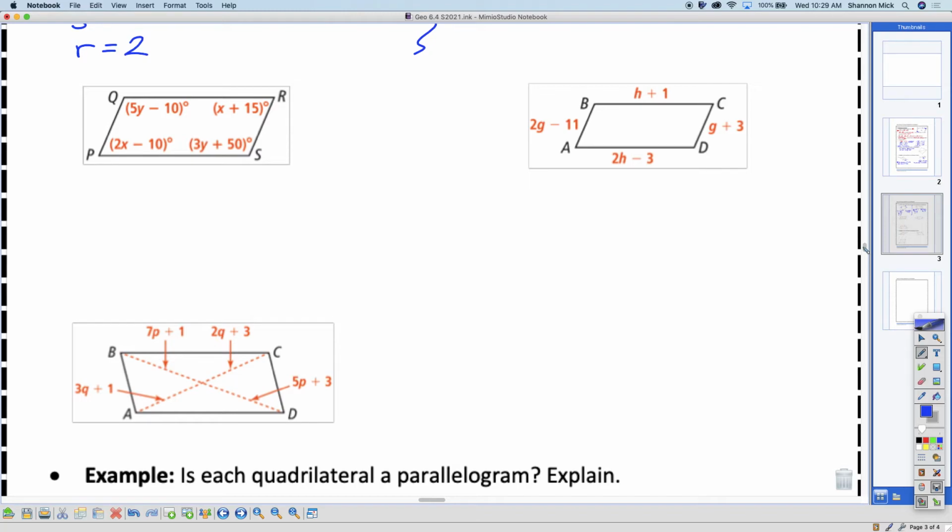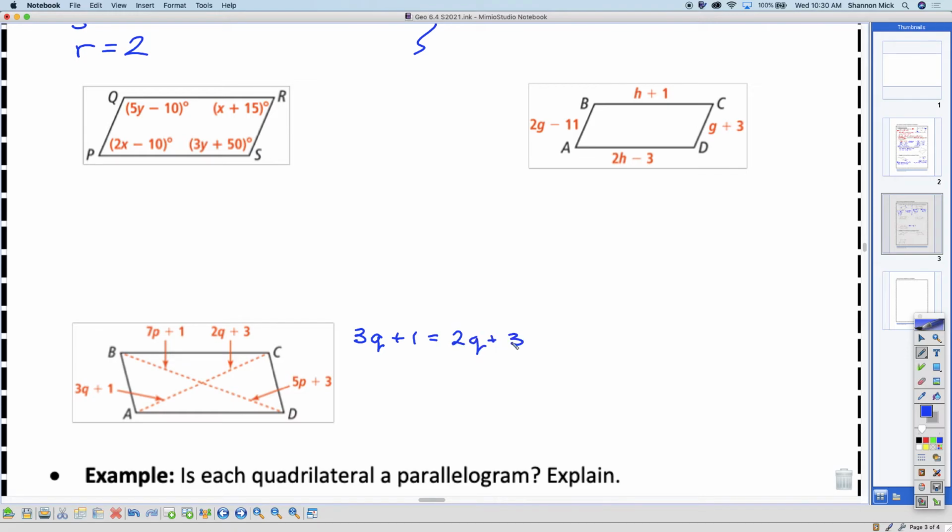Okay, what am I talking about on this one? The diagonals, right? And what does my other sheet say about the diagonals? They what each other? Bisect. They bisect, so that means they cut them into what? Half. Half, so equal parts, right? So what do I know about A to the center and the center to C? They're equal, right? So I'm just going to have 3Q plus 1 equals what? Equals 2Q plus 3.